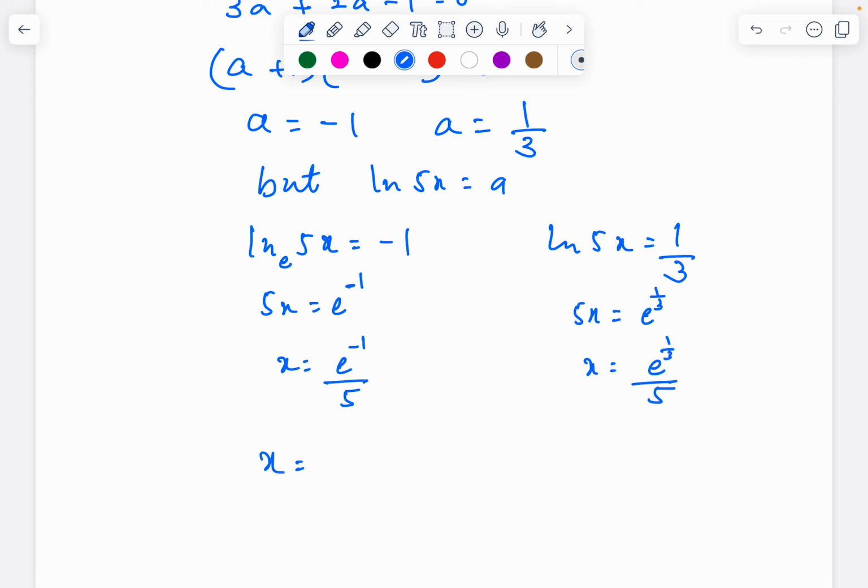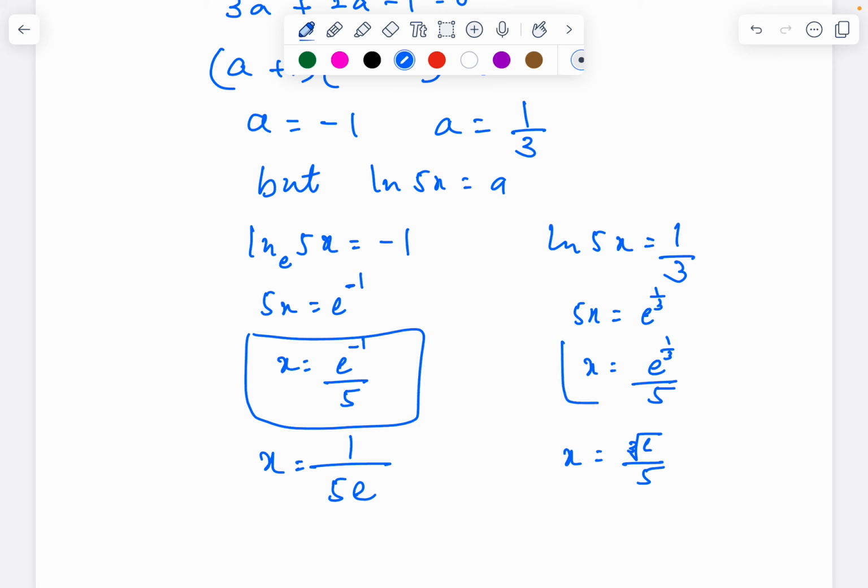So if you want to simplify, you can write it like this, or cube root of e over 5, or you can just leave it like this also. Both are fine, no problems.